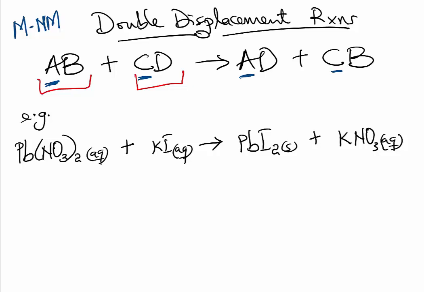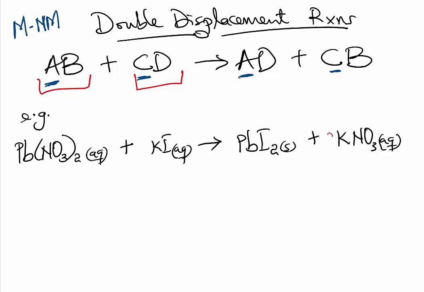Let us now balance this equation. If you place 2 as the coefficient of potassium nitrate here, so that the 2 nitrates can be balanced, by placing a 2 here, you now have 2 potassium. So we need to place a 2 here. And by placing a 2 in front of potassium iodide, we now have 2 iodine. And we have 2 iodine, we have 1 lead, we have 1 lead. So this is now a balanced equation.